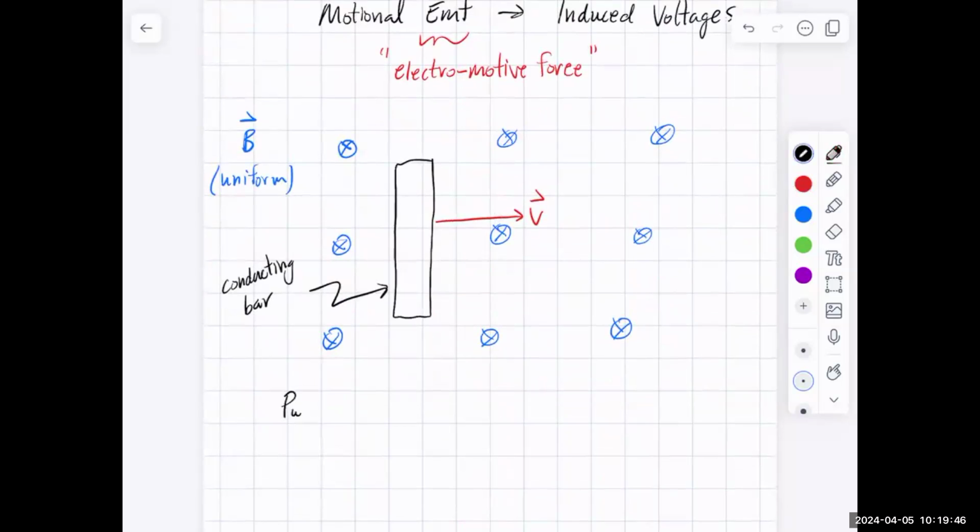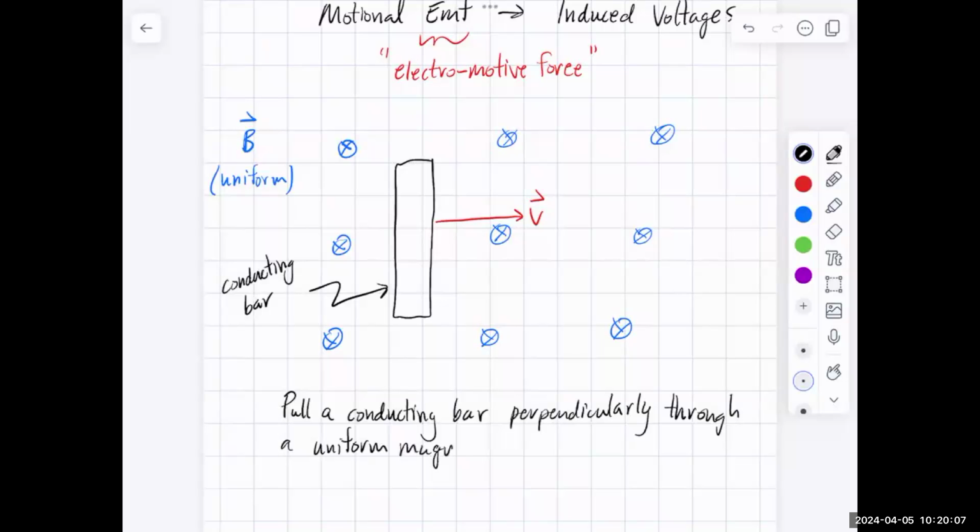So we'll pull a conducting bar perpendicularly through a uniform magnetic field with speed v.